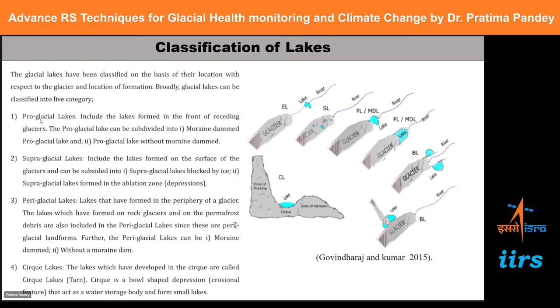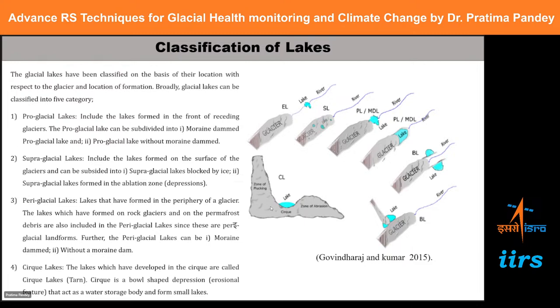Proglacial lakes are the lakes which form in front of the glacier like this. These are the proglacial lake. Many times these lakes are bounded by moraines, so they are known as the moraine dam lakes. Then we have supraglacial lakes, which are on the surface of the glacier. Then we have periglacial lakes, which form in the periphery of the glacier. Then we have cirque lake, which forms in a depression. So this is the cirque lake.